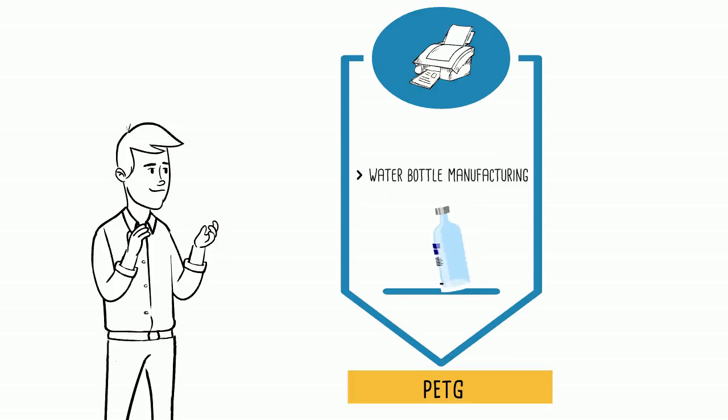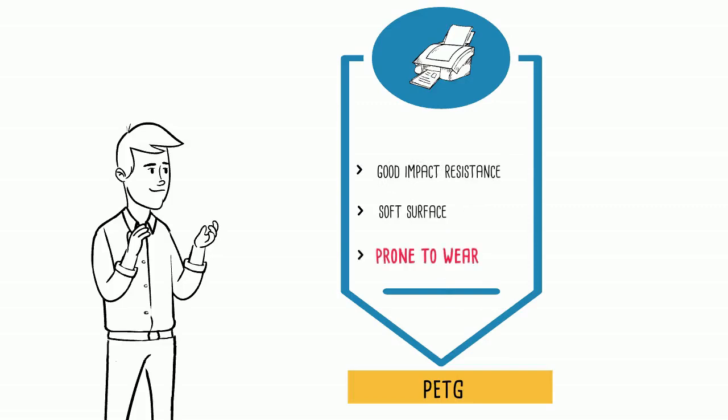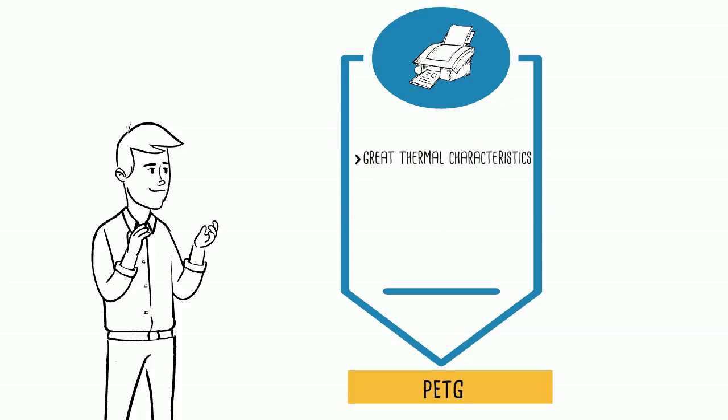Commonly used to manufacture water bottles. Has good impact resistance, but it has a slightly softer surface, which makes it prone to wear. The material benefits from great thermal characteristics, allowing the plastic to cool efficiently.